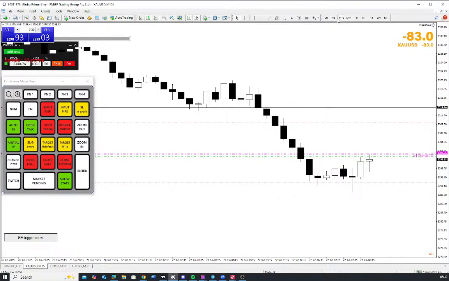Asia low got swept. Asia low was broken, yes. Now we're just looking to see if we can have a correction through the London session.